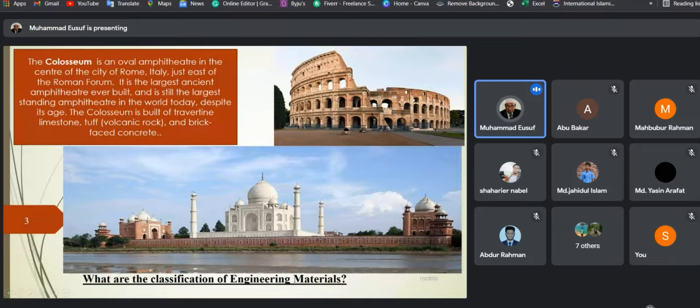This is called an amphitheater. And another example of an amphitheater, you can see the pothonatok, street theater, where the street is taken as the stage.